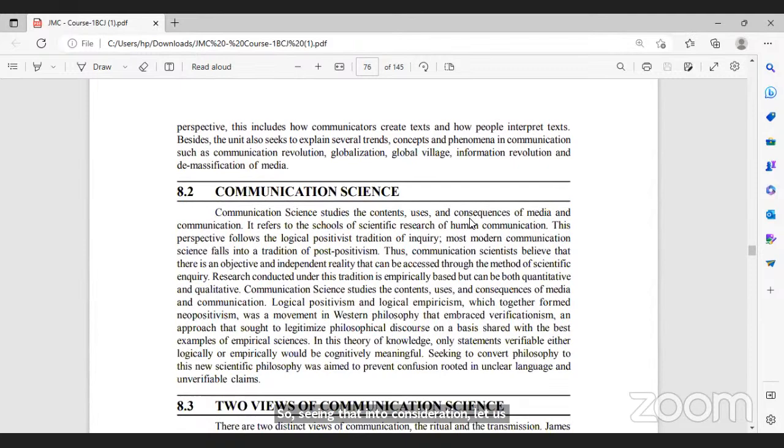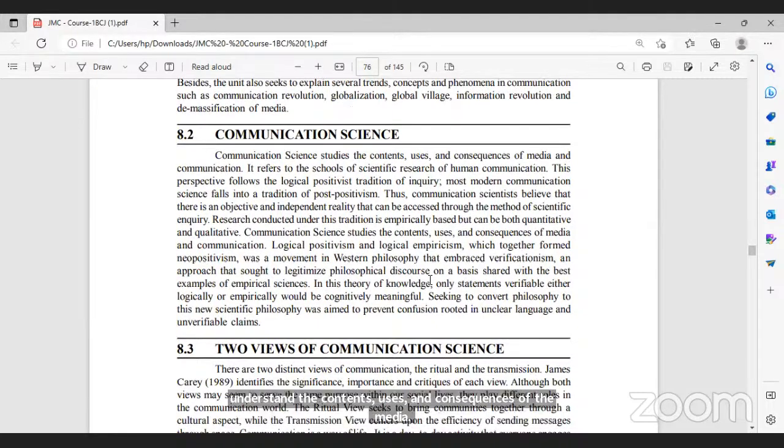So we have communication science. Communication science is basically the study of the content, messages, and consequences of the media and communication. It refers to the schools of scientific research of human communication. So as a student of mass communication, we have to understand that what we speak, how we speak, and what you are understanding is all part of communication science, because communication science is trying to understand the contents, uses, and consequences of the media.